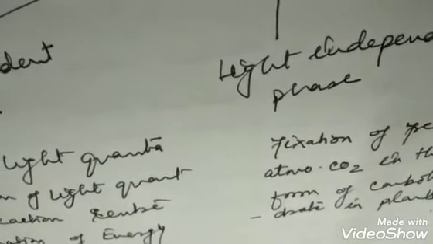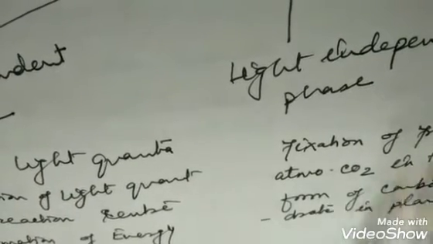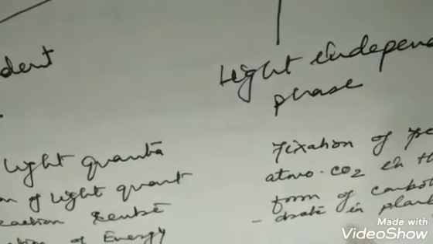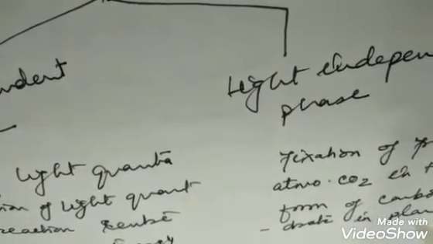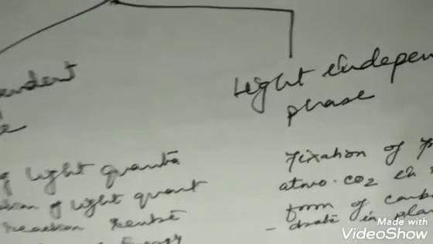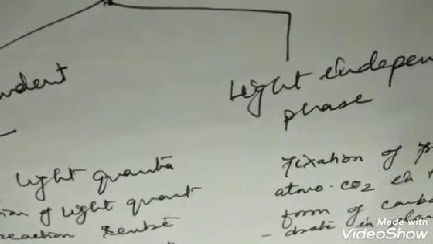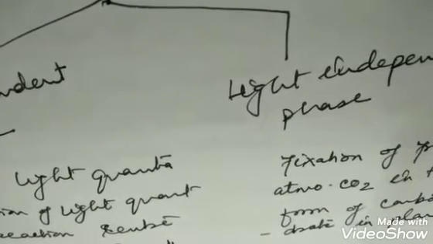and this carbon dioxide is fixed into the form of carbohydrate in plants. The question is that firstly, all the molecules of these photosynthetic pigments absorb light quanta, and then this light energy migrates to the reaction center.